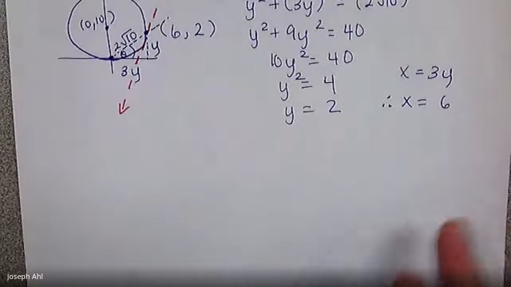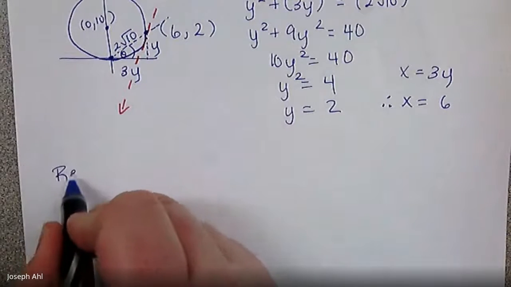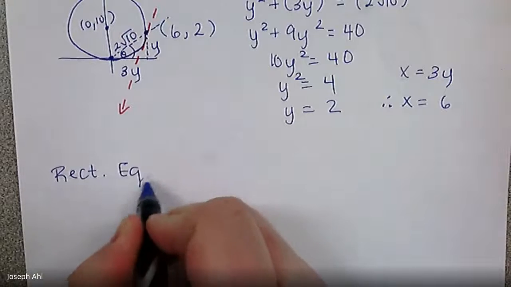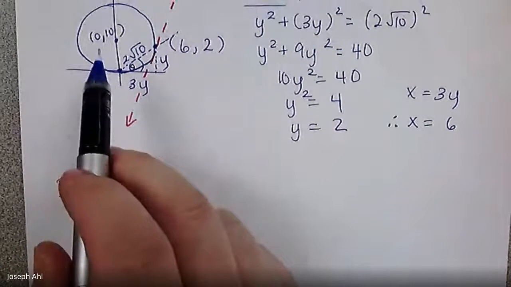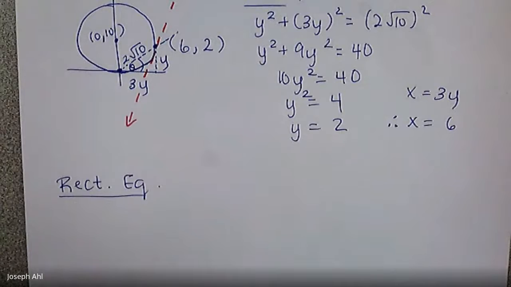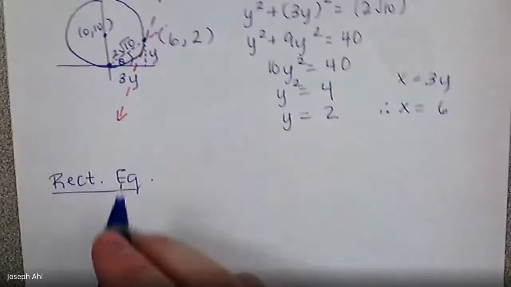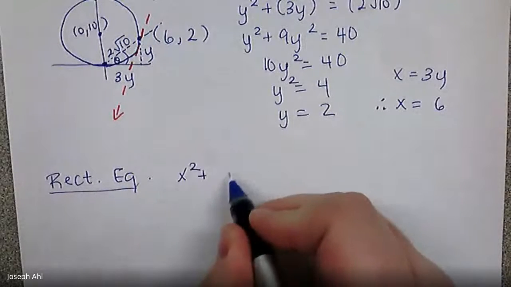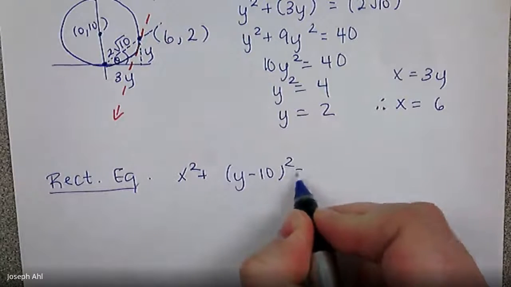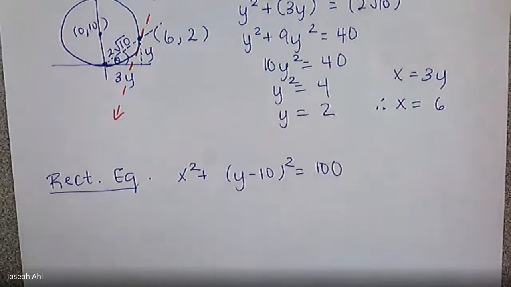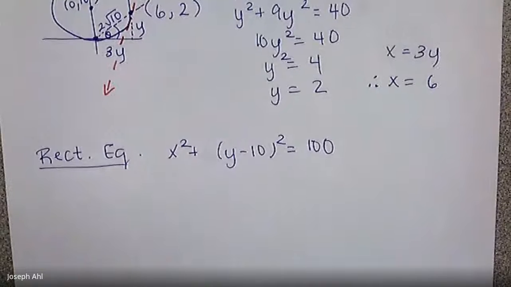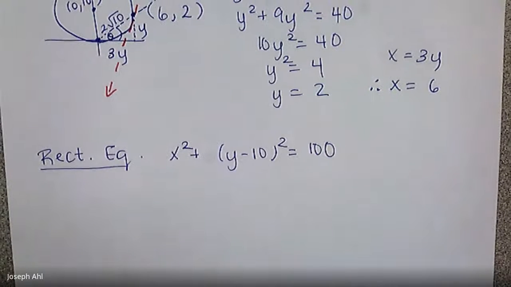So what's the rectangular equation for what we're looking at in our circle? Well, it's a circle centered at (0, 10) with a radius of 10. So therefore, we can write it as x squared plus (y minus 10) squared equals 100. And what we want to find is what's dy/dx? What's the slope at any given point (x, y)?